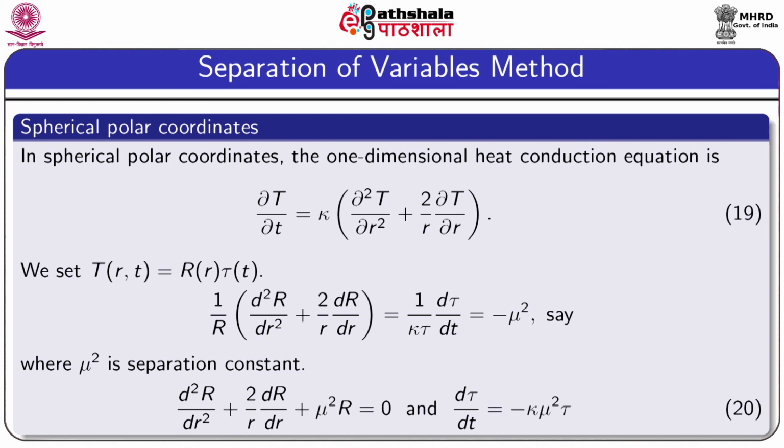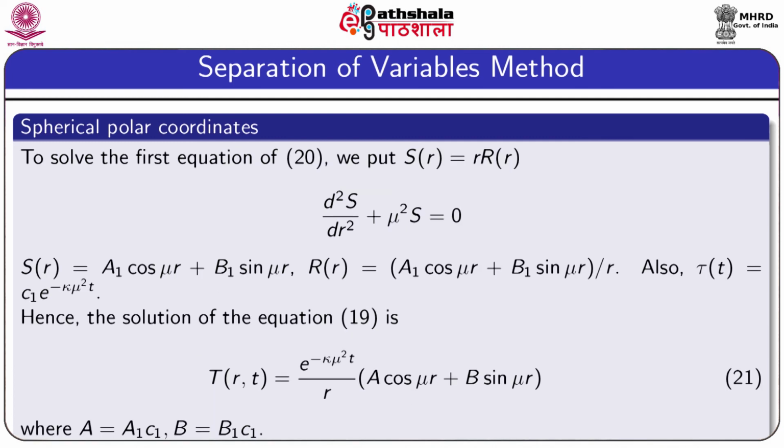Let mu square be the separation constant. So, equating to mu square for the R equation and the tau equation, the equation becomes d2R dr square plus 2 by r dR dr plus mu square R equals 0, and the tau equation becomes d tau dt equals minus kappa mu square tau. It is easy to find the solution of the tau equation. This is the exponential function. So, the solution can be written as tau equals C1 e to the power minus kappa mu square t.